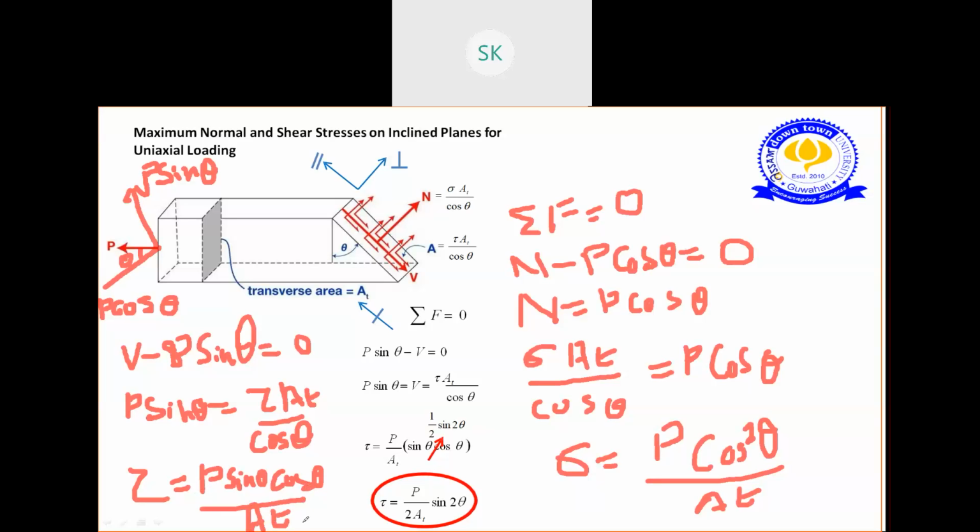Now as per trigonometry, the value of sin theta into cos theta is nothing but half sin 2 theta. If you go back to your previous trigonometry classes, sin theta cos theta is half sin 2 theta. So I have replaced sin theta cos theta by half sin 2 theta, and your formula becomes tau equals P by twice A0 sin 2 theta.